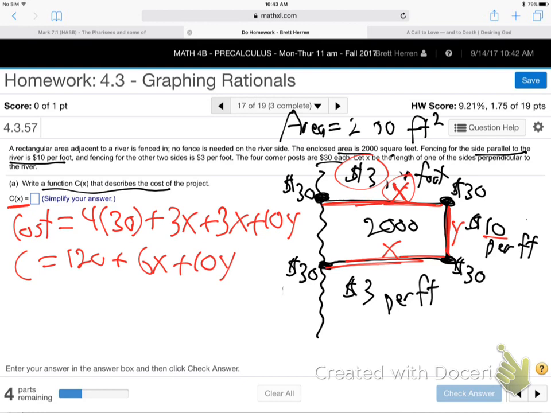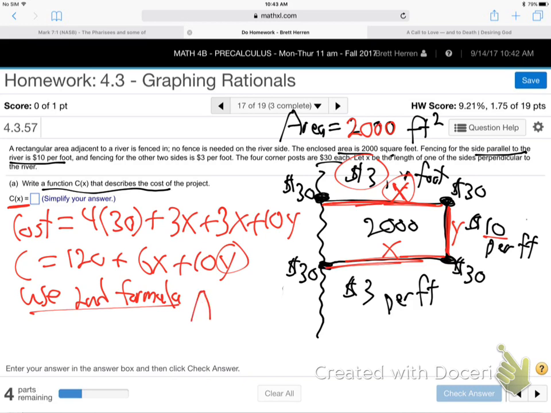They want us to plug in something for that y because they only want x in the end. So how do we do that? We use the other formula right here. Area is 2,000. You always use the second formula. You always have 2 formulas at work in these problems.